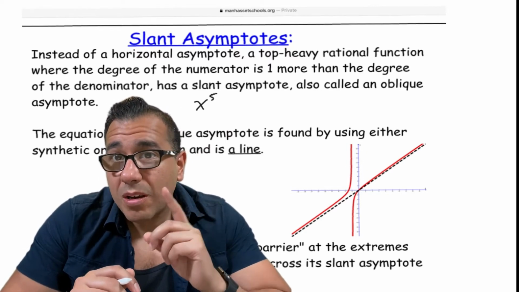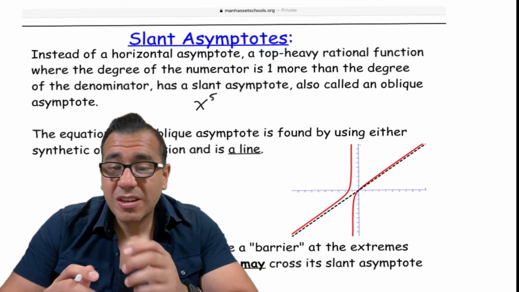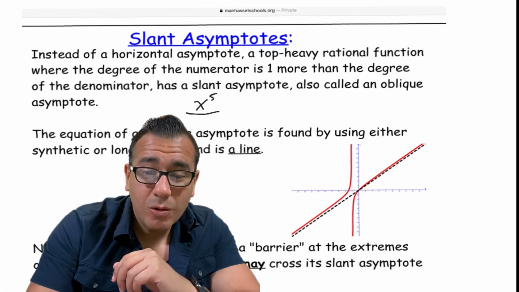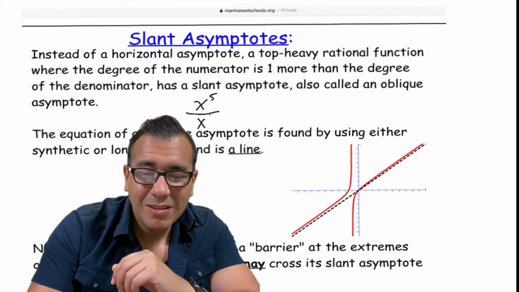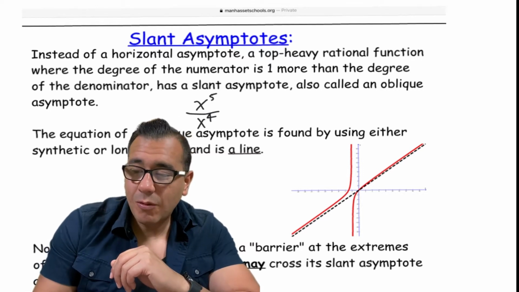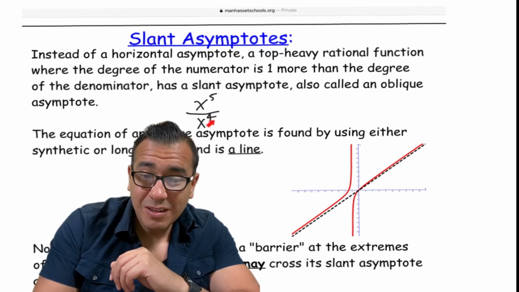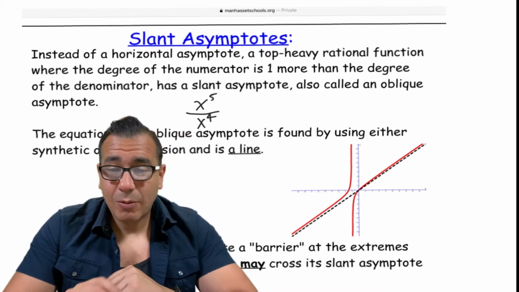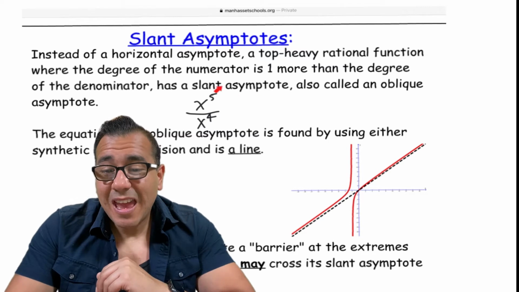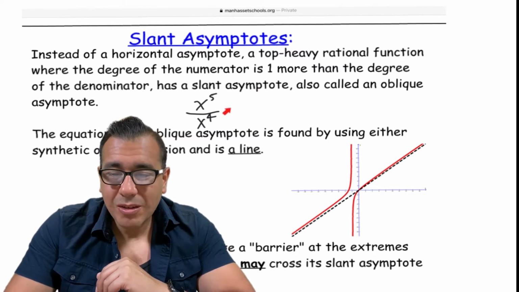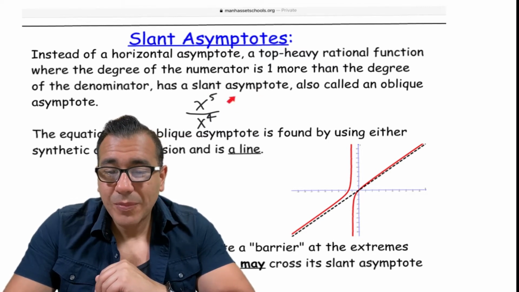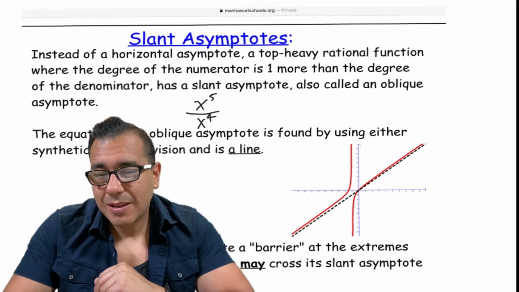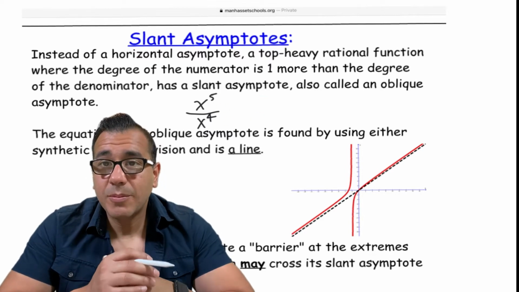And it's 1 more than the degree of the denominator. Again, I'm going to ignore everything else in the denominator and just focus on that degree, which is the largest exponent. Whenever we see this, this is going to have a slant asymptote. And of course you could have some extra business going on here, some plus and additional terms.